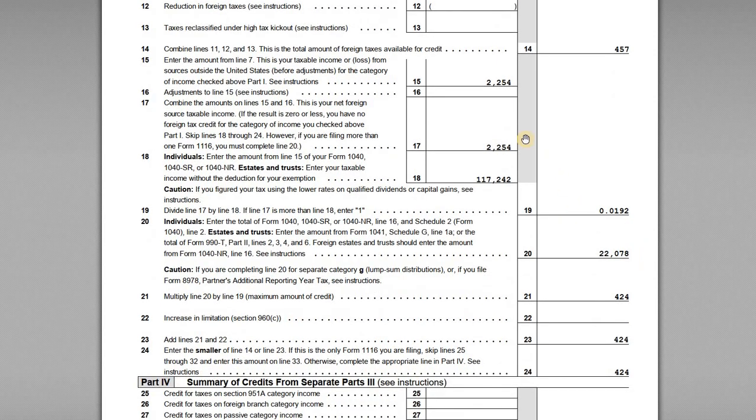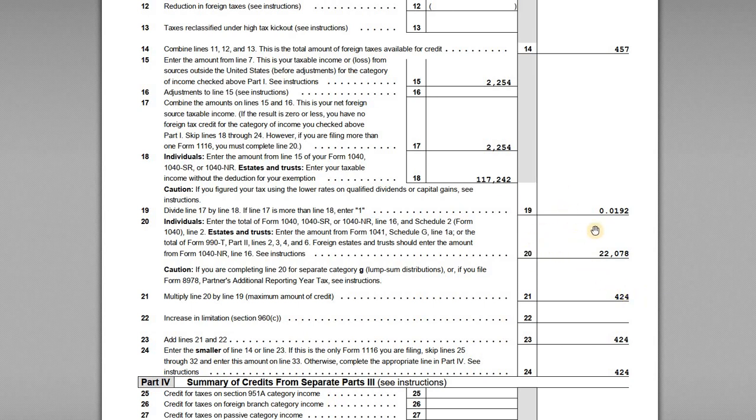Now moving on to the other line items. Our foreign source income, $2,254. Total worldwide, $117,242. That's the total taxable income. So we get our relative percentage here, 0.0192. We apply that to our total taxes for the year. And then we get our maximum available credit for the year is $424.